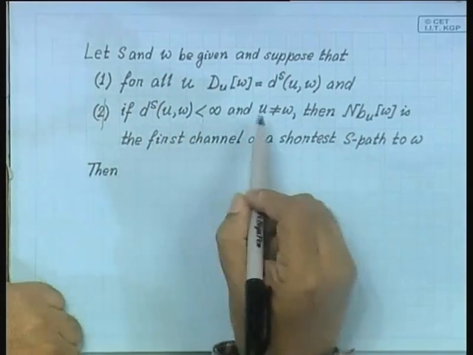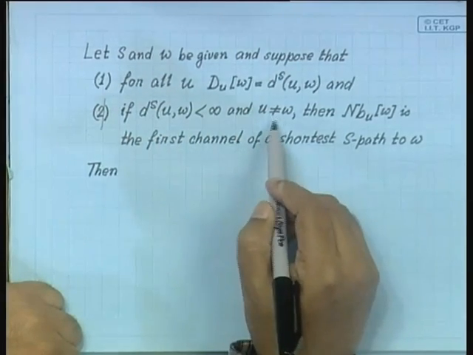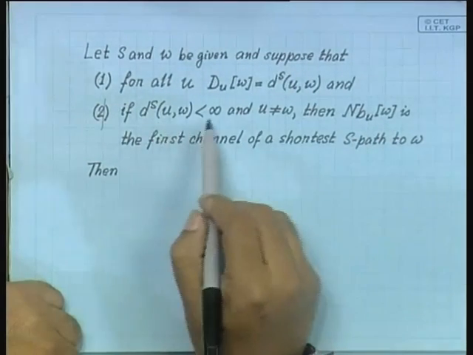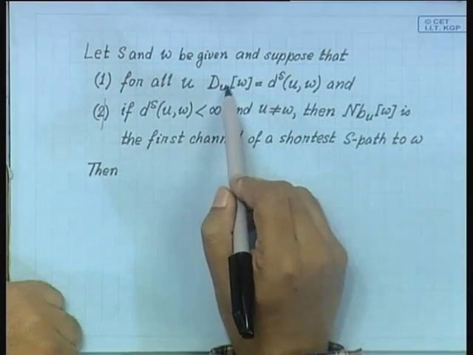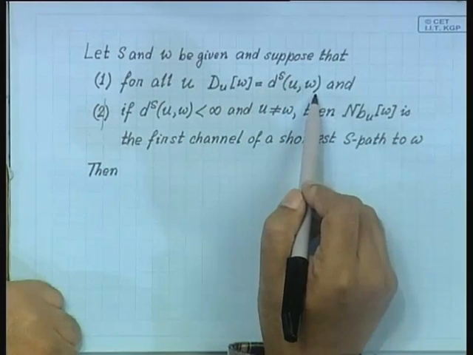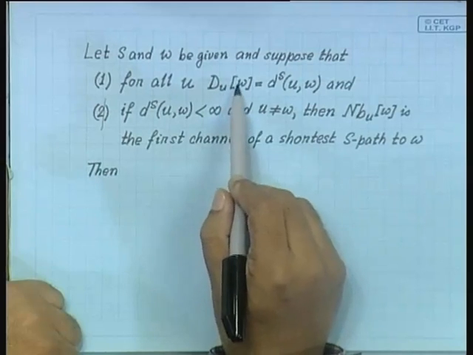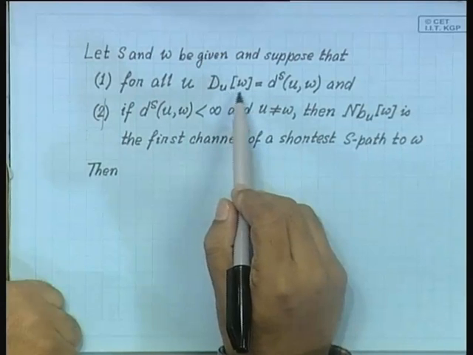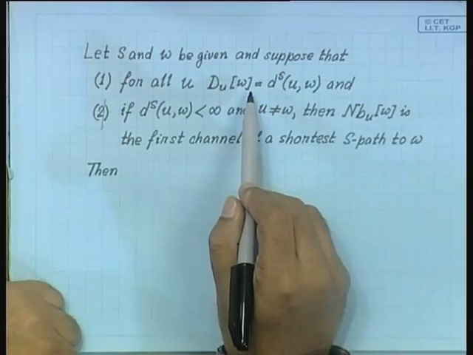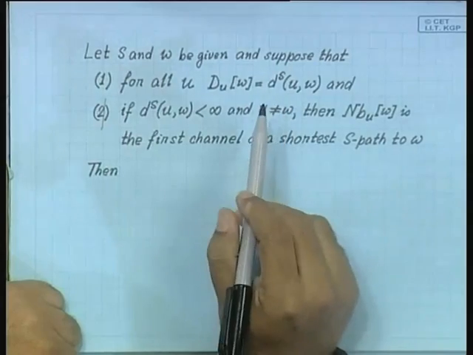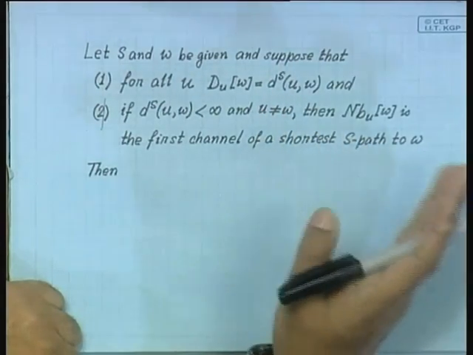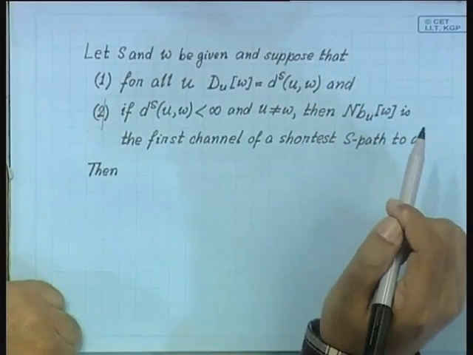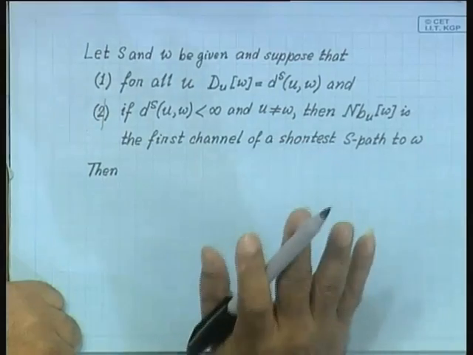And if DSUW is less than infinity and U not equal to W, then NBUW is the first channel of a shortest S path to W. If this is less than infinity, then DUW is equal to DSUW. Okay. And remember that whenever we update this, we also update NBUW to point to the neighbor along which this DSUW is achieved, right. So, NBUW always points to the next channel on the shortest S path to W. Okay. So, these two are guaranteed by the algorithm.